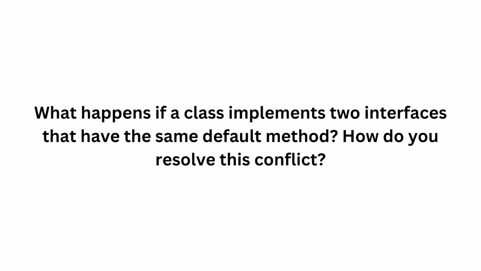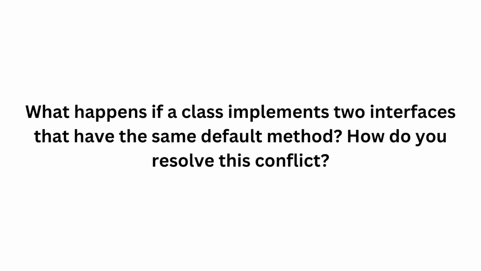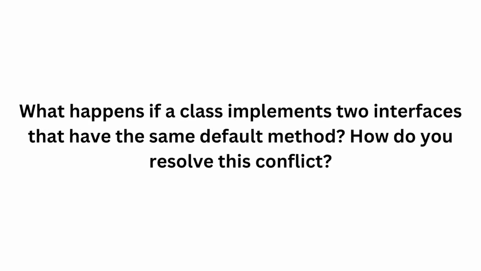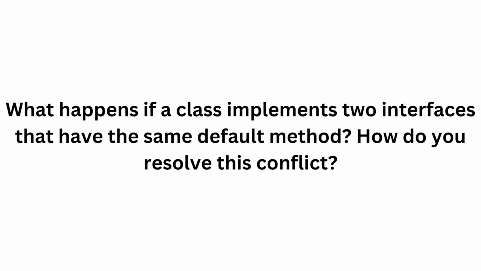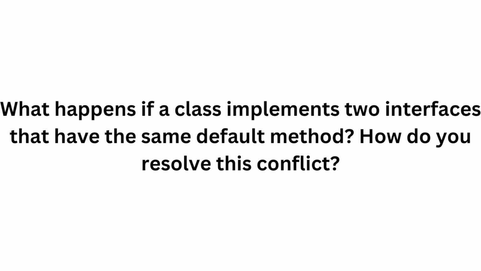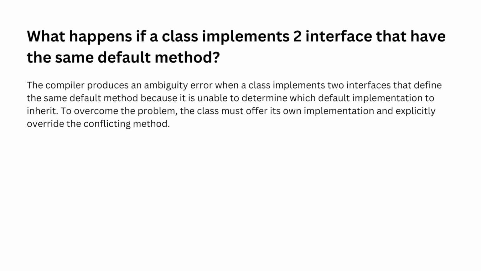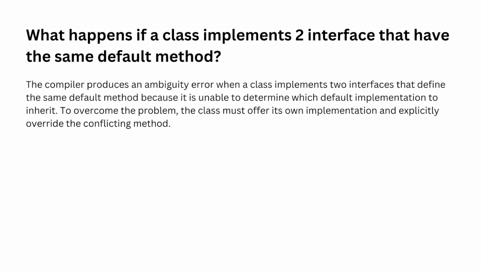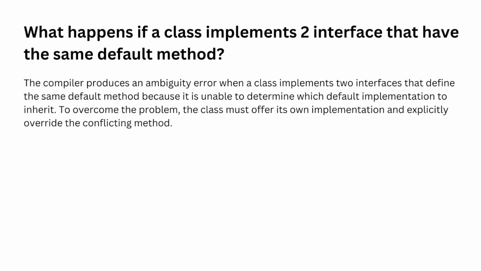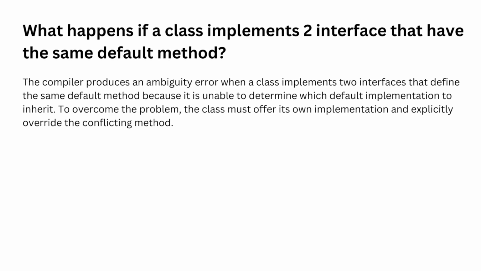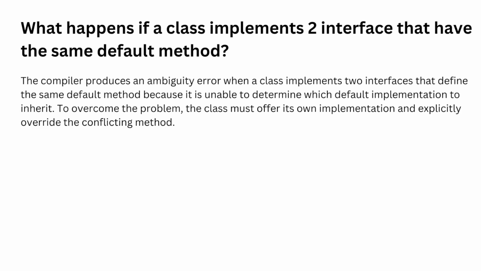Now let's move on to the next question. What happens if a class implements two interfaces that have the same default method? How do you resolve this conflict? So this is a very tricky question which I have asked whenever someone tells me that you can use interface to implement multiple inheritance. If a class implements two interfaces that define the same default method, the compiler generates an ambiguity error because it cannot decide which default implementation to inherit. So in this case, the class must explicitly provide the conflicting method and provide its own implementation to resolve the conflict.